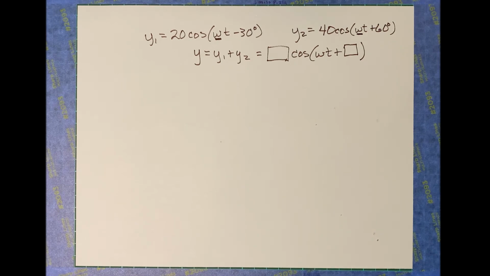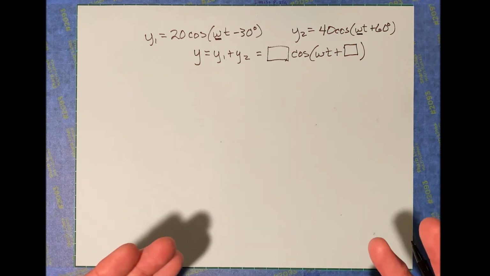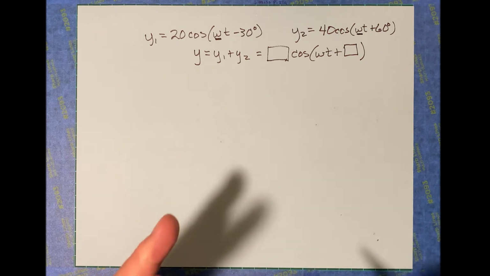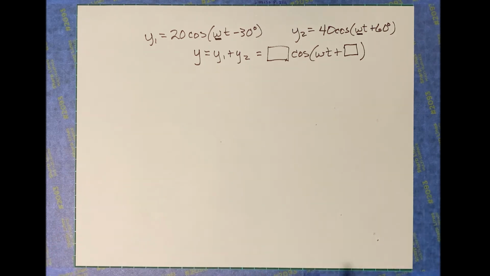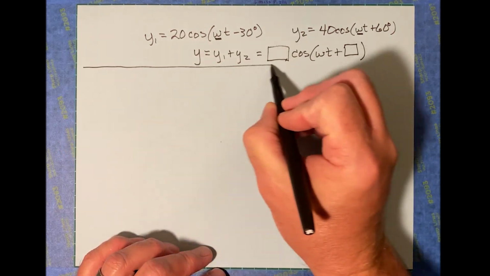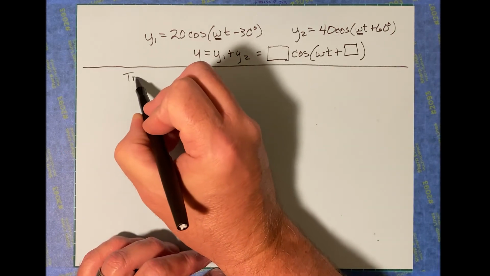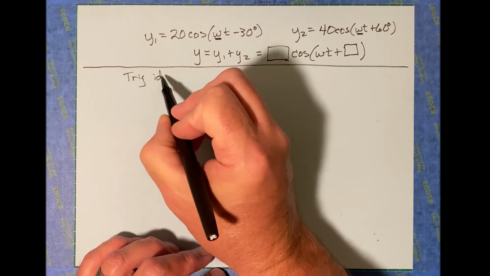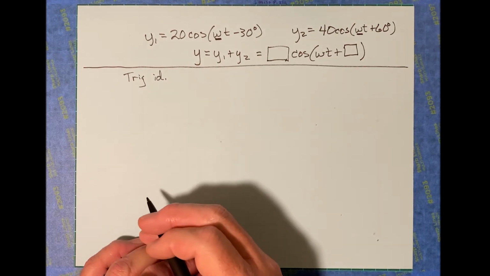We have to come up with some other way to do this. We can do that using phasors, but we could also do that using trig identities. I'm going to show you two ways to do this. The first way, we're going to use trig identities. The second way, we're going to use phasors. So let's go ahead and get started. And here comes the first method. We're going to use trig identities in order to do that.